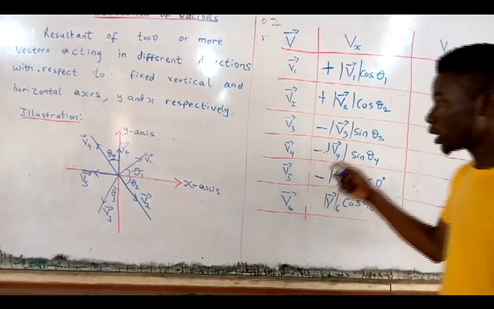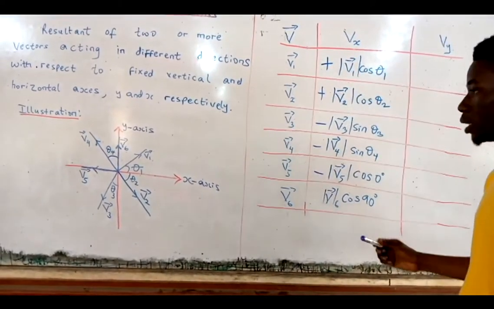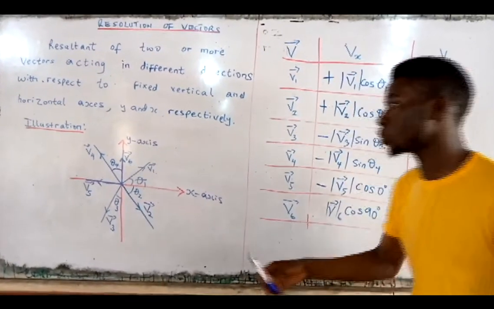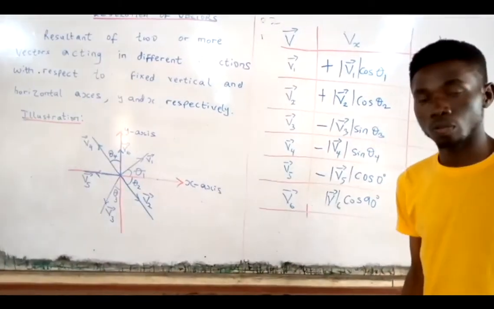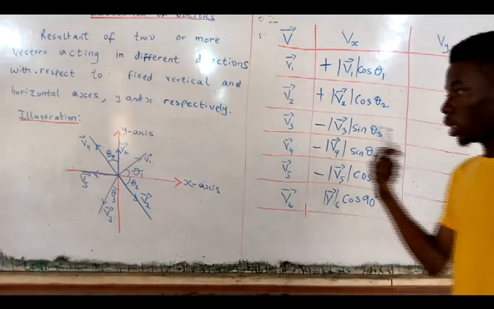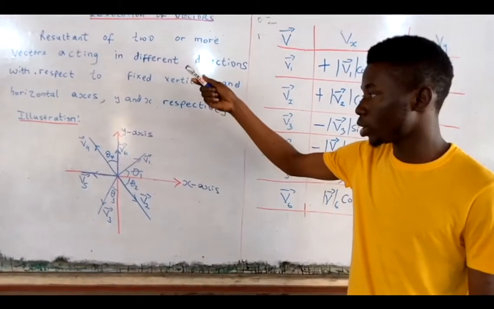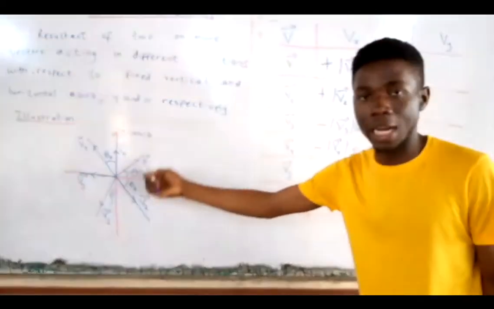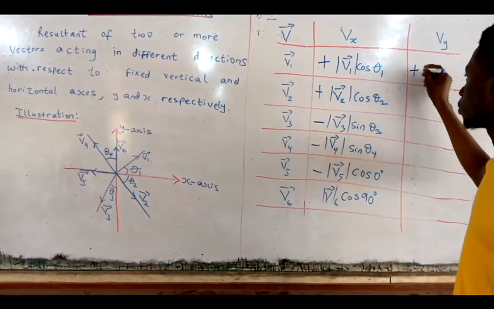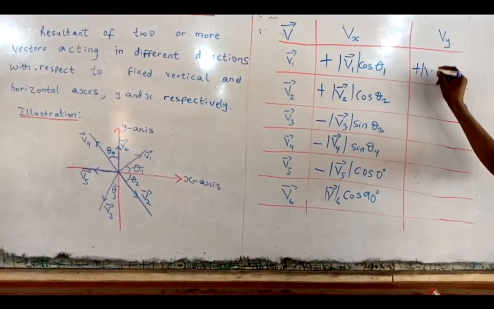Now that we are done with the 6 vectors for the x-axis, now let us resolve the 6 vectors with respect to the y-axis as well. Starting from vector v1, considering the fact that v1 is at the top, which implies that for the y-axis, the value of v1 is going to be positive, followed by the magnitude.